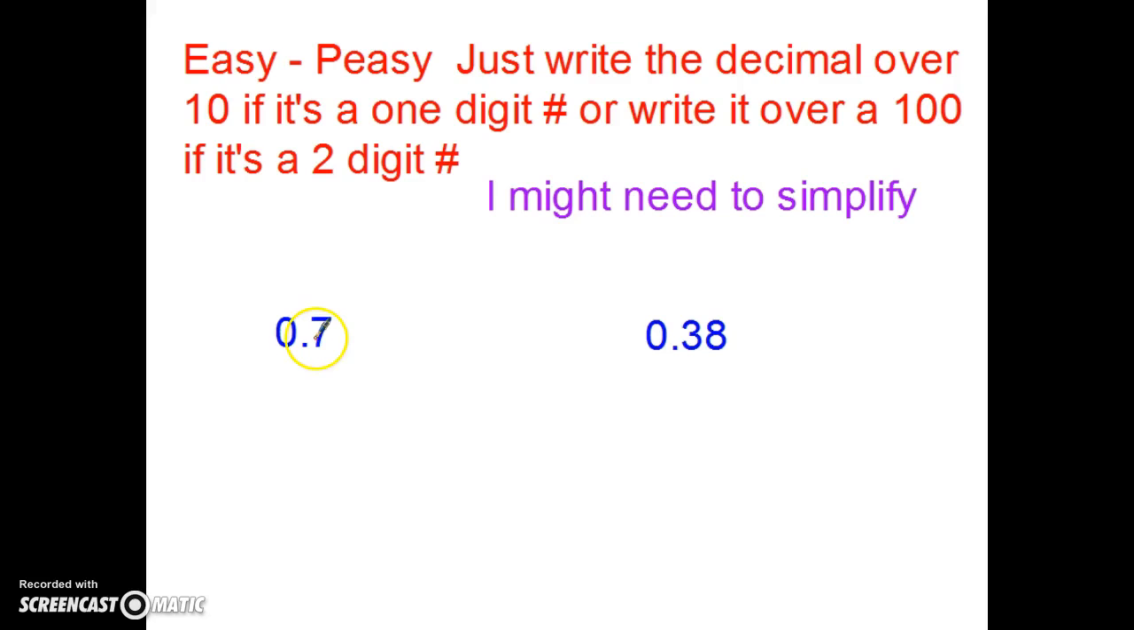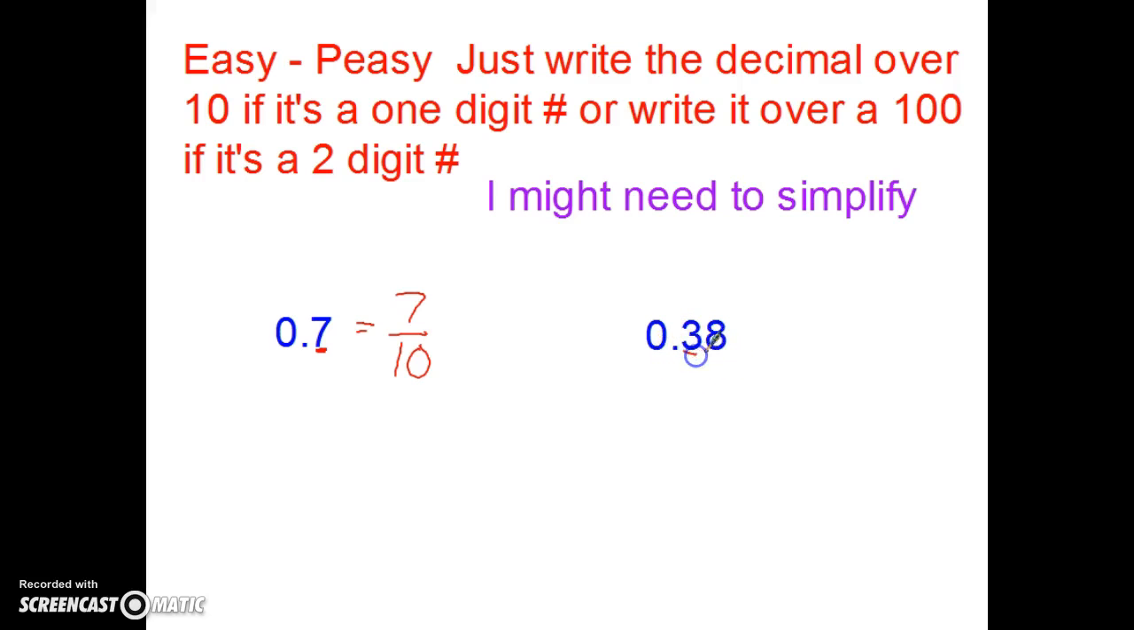So right here, 0.7, the 7 is in the tenth spot, so this really equals 7/10. I want to check it real fast to see if I can simplify. Cannot divide it by 10, 5. Not by 2, they're not even. 3, 6, 9, cannot divide it by 3, so it's finished.